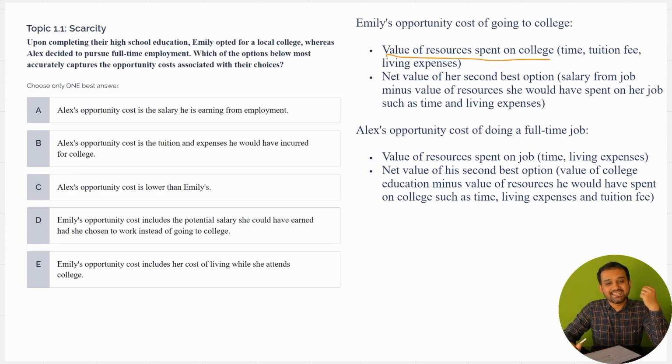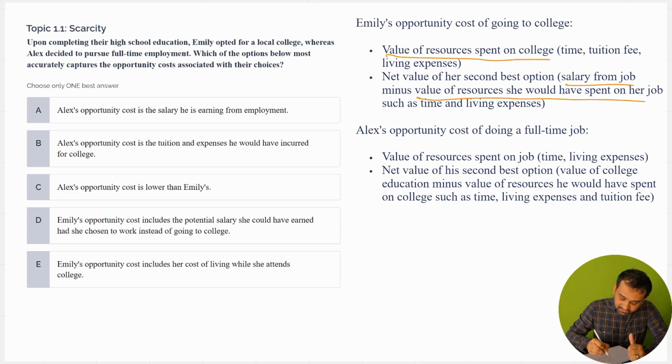Next is, what is the net value of her second best option? So by foregoing full-time employment, she definitely is not going to earn that salary she would have earned. That is part of her opportunity cost, but it's not just that salary. Even if she pursued the job, she would have to spend some resources to do that job, right? So as a result, she didn't just give up the salary, she gave up the net value of that salary. So we have to subtract the value of resources she would have spent on her job from the salary, and then we will get the net value of the second best option that she gave up.